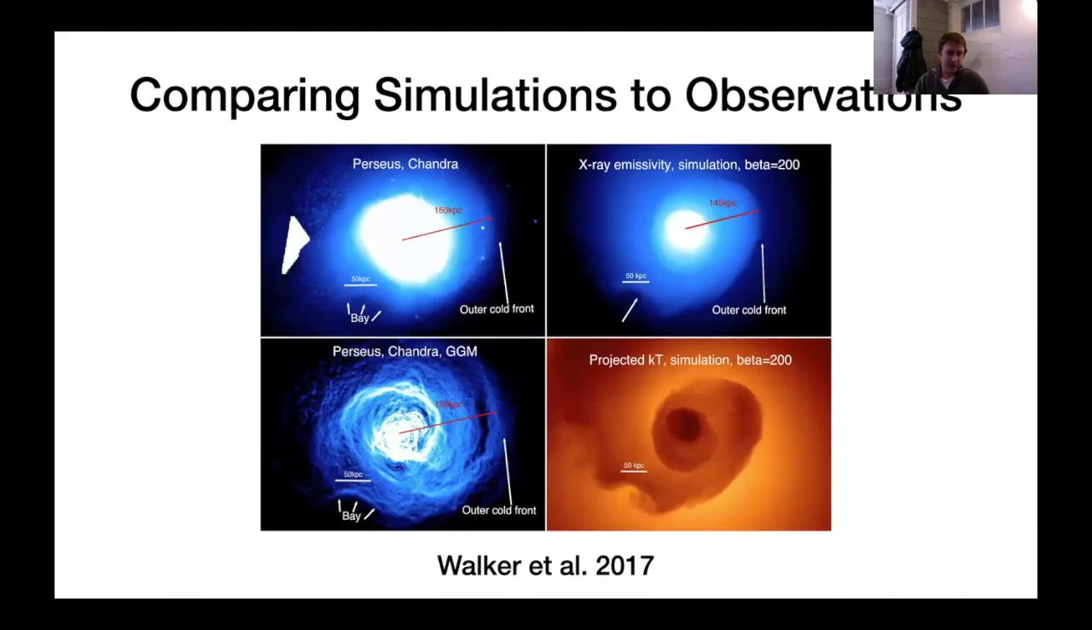So Stephen found some simulations that looked very, very like the observations. And he was able to actually make an estimate of what the magnetic field in Perseus probably is, on the basis of the different simulations with different magnetic fields that he looked at.